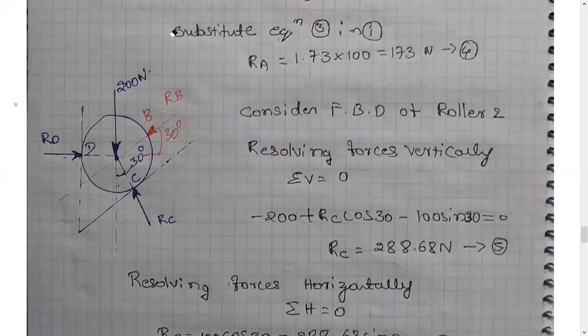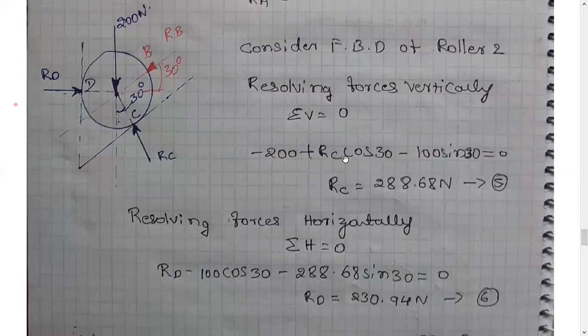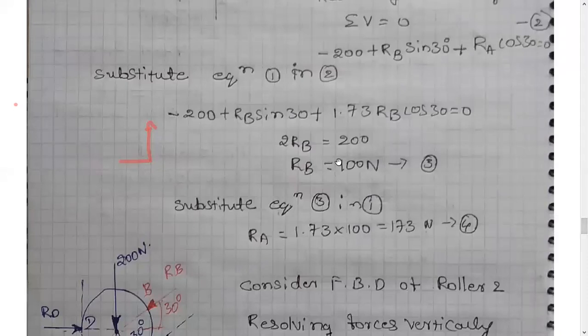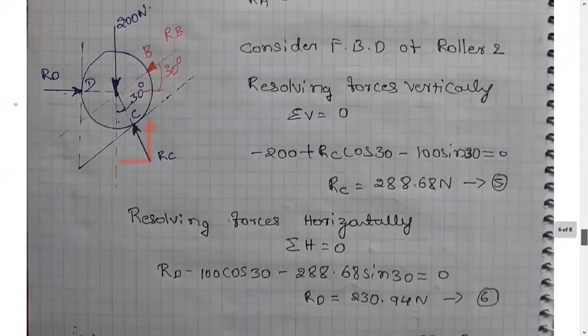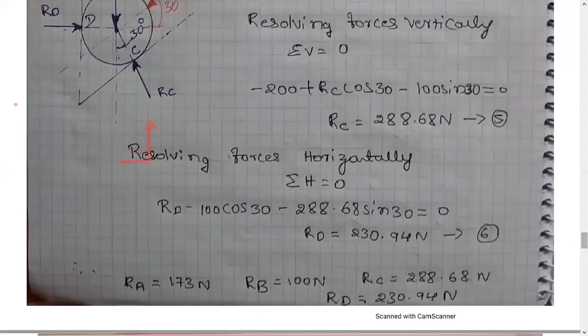If you resolve with respect to vertical, we get minus 200, that is the downward force, plus RC. If I resolve the RC component, it will look like this: RC cos 30 degrees minus 100 sine 30 degrees. What is 100 here? The 100 is the value we obtained for RB. So minus 100 sine 30 degrees, and we get the RC value as 288.68.